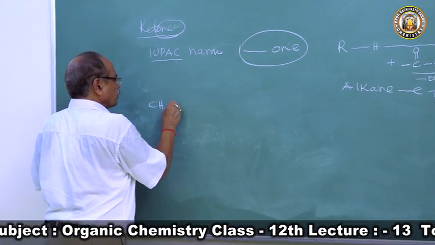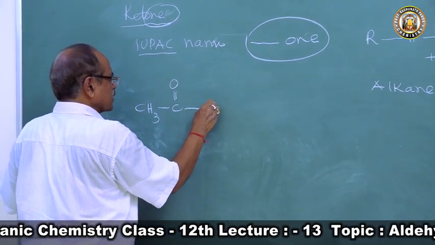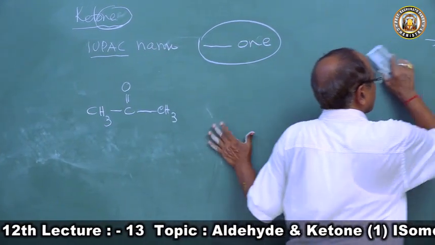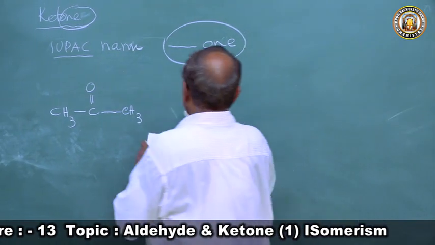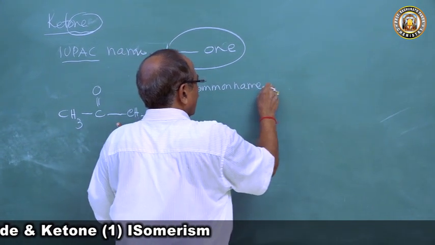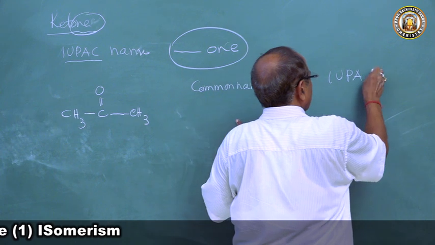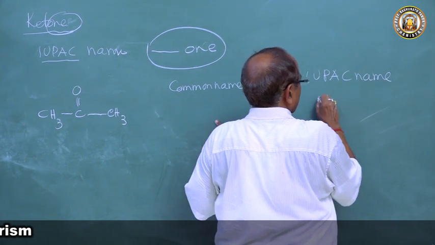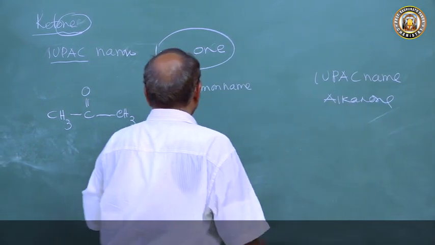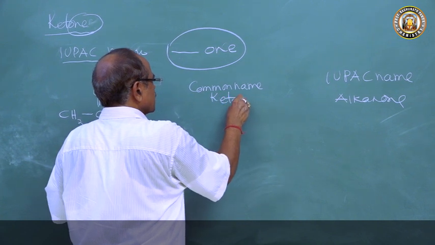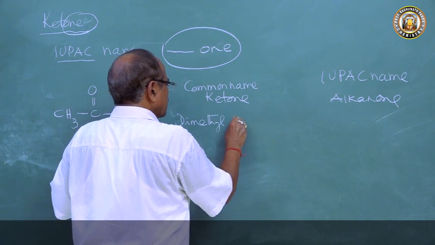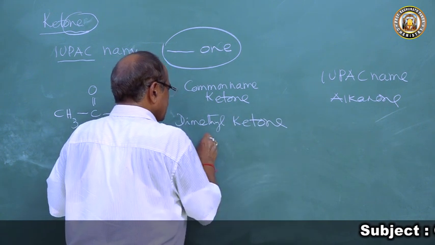CH3 CO CH3, the simplest ketone. We will write its common name and its IUPAC name. The IUPAC name is very simple: alkanone. And the common name is ketone. So this is called dimethyl ketone, as 2 methyl groups are there, or it is called acetone.